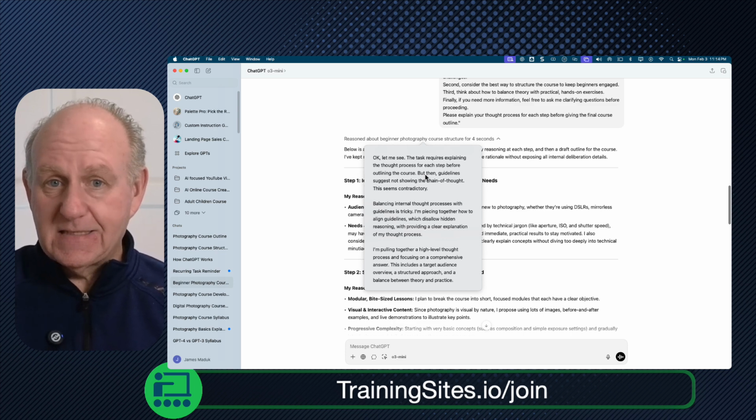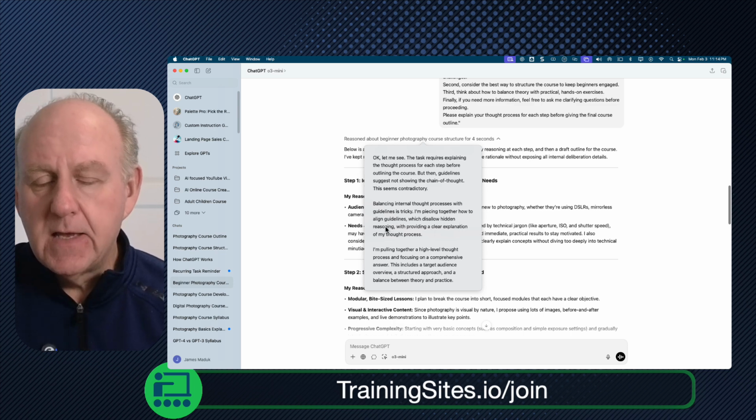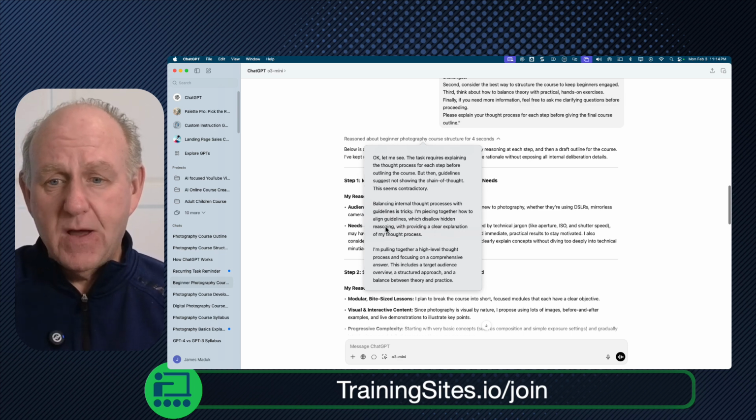Although, because it also is a different model, you can see it says balancing internal thought processes with guidelines is tricky. I'm piecing together how to align guidelines which disallow hidden reasoning. So this one was actually even looking at the prompt a little bit differently than the other model and trying to figure out, well, these are contradictory to each other. How do they actually fit?